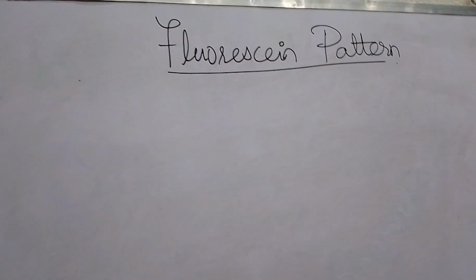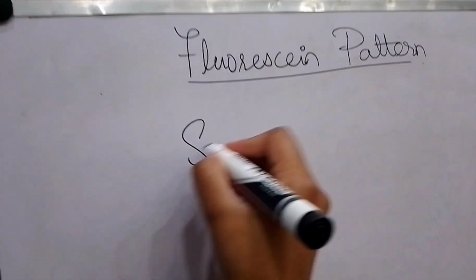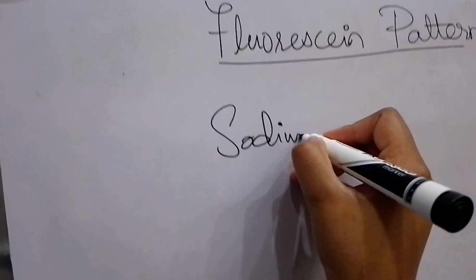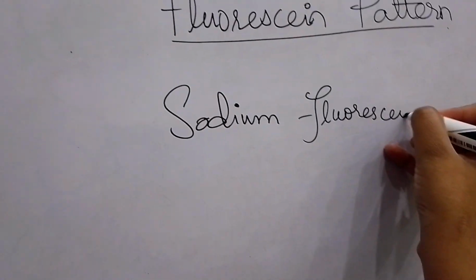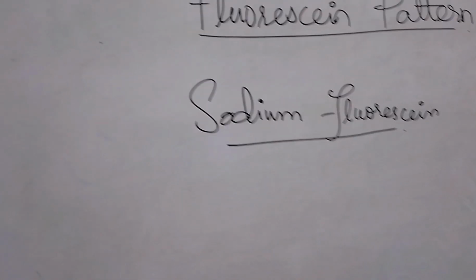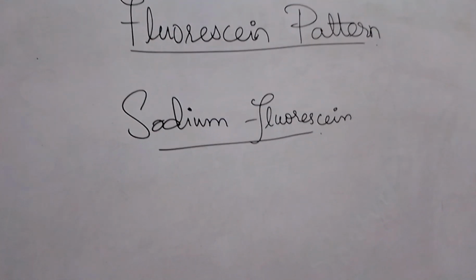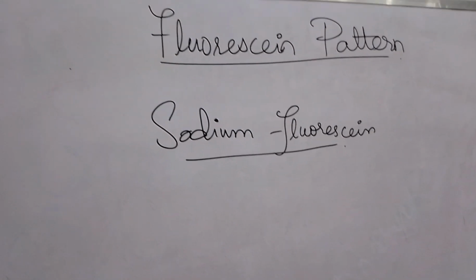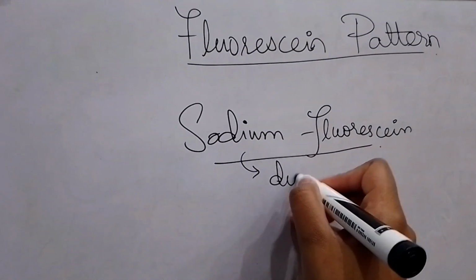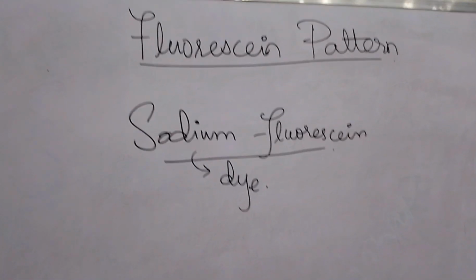So what is the fluorescein pattern? You inject the sodium fluorescein into the patient's eye. It's not basically an injection, you just instill a drop of the fluorescein, sodium fluorescein dye. It's basically the dye, right? So you put this dye onto the patient's eye.